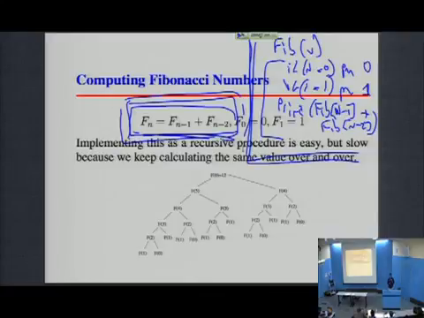Why is it an exponential algorithm? When you call it on fib sub 6, what is it going to do? It is going to go call fib sub 5 recursively. And in order to compute fib sub 5, it's going to go compute fib sub 4. To compute fib sub 4, it's going to call fib of 3, fib of 2.